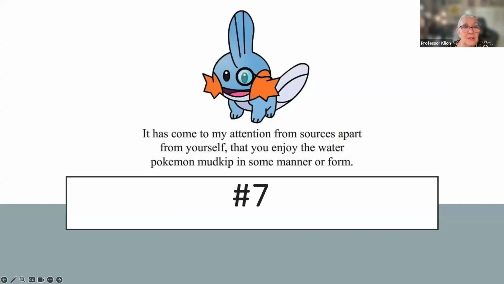Verbosity. Many times people say things that are run-on sentences. It has come to my attention from sources apart from yourself that you enjoy the water Pokemon Mudkip in some manner or form. Instead, just say, I realized or I learned that you like Mudkip.